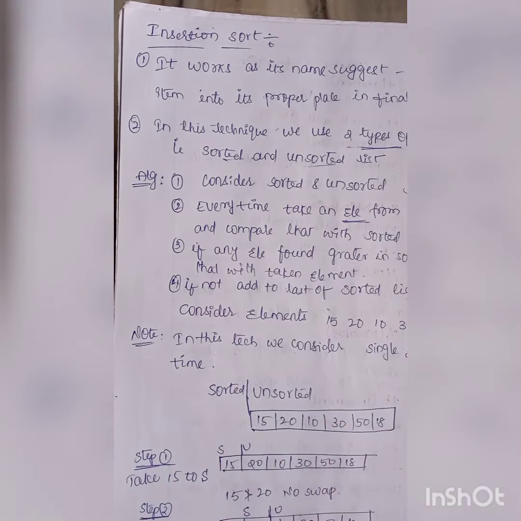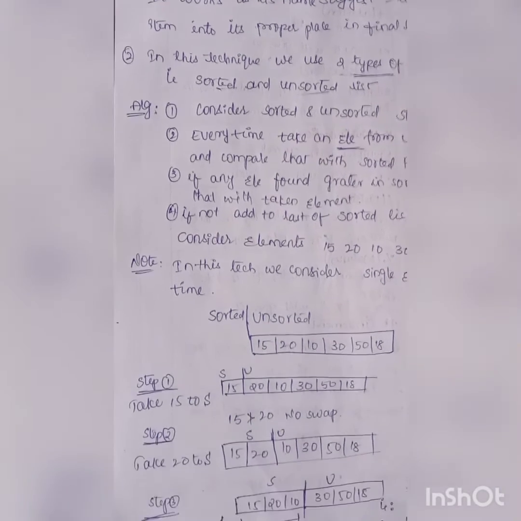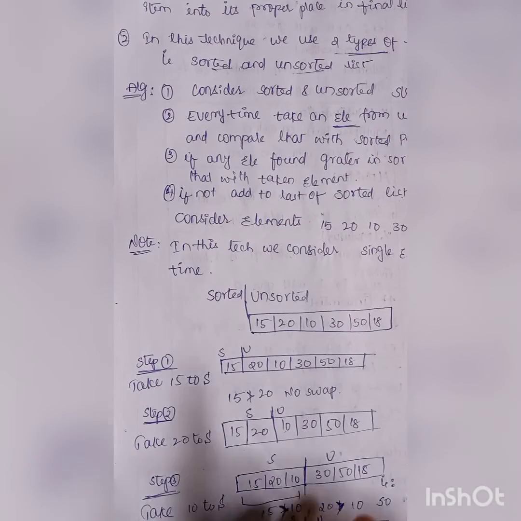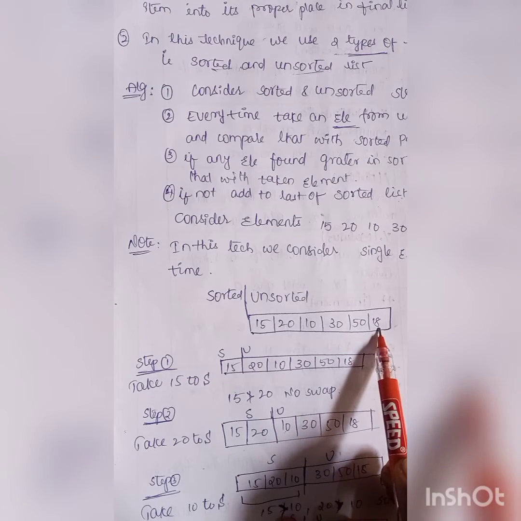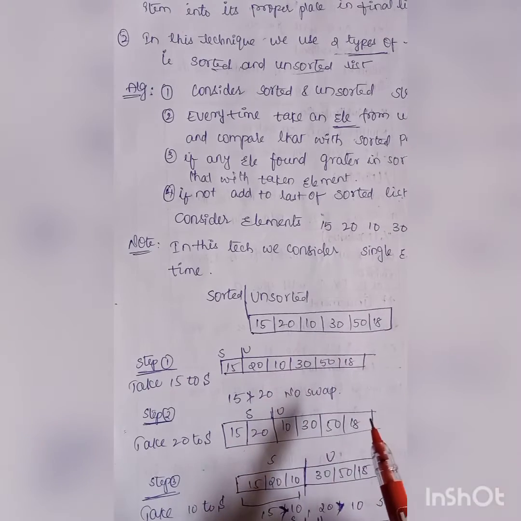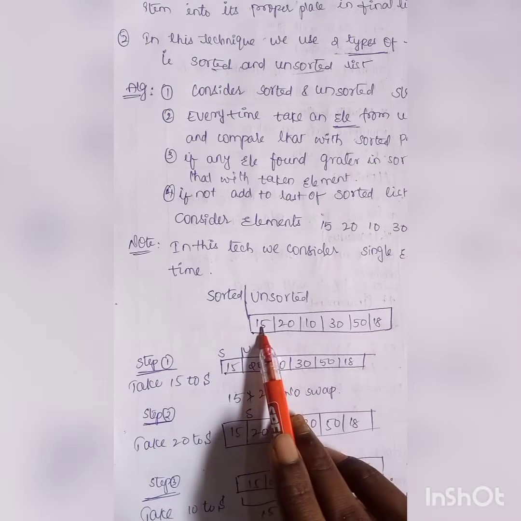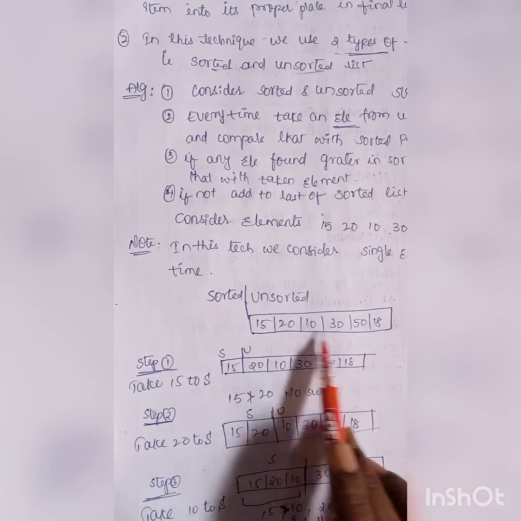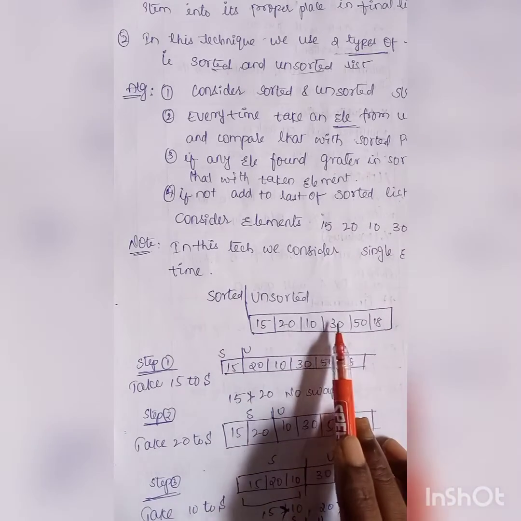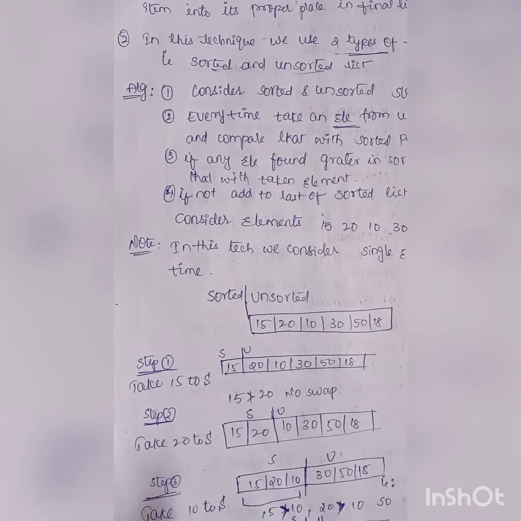Now you can easily understand this algorithm by considering an example. First there are the elements 15, 20, 10, 30, 50, 18. All these are not in order. Now in this insertion sort technique, at a time we consider only a single element.